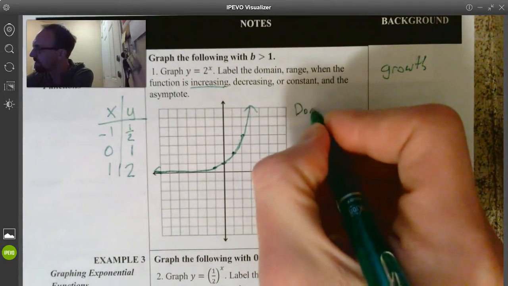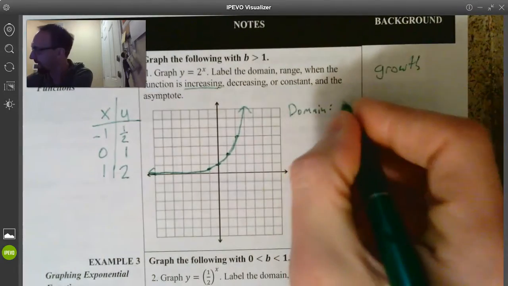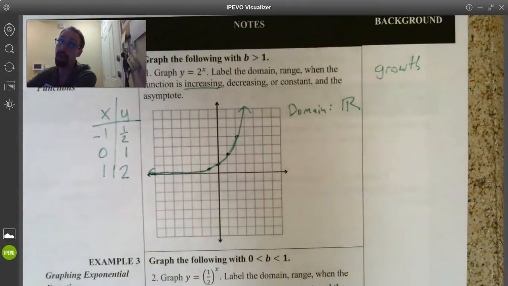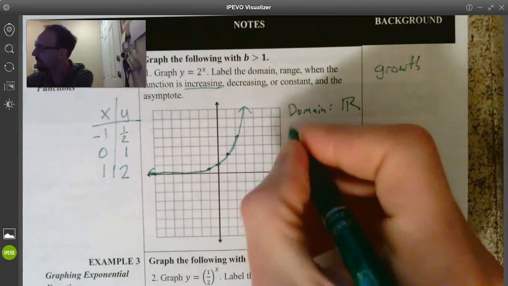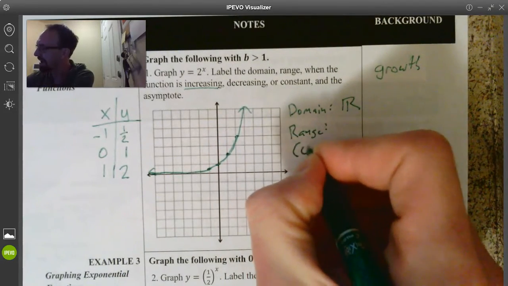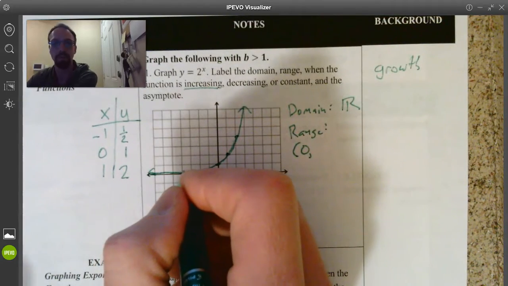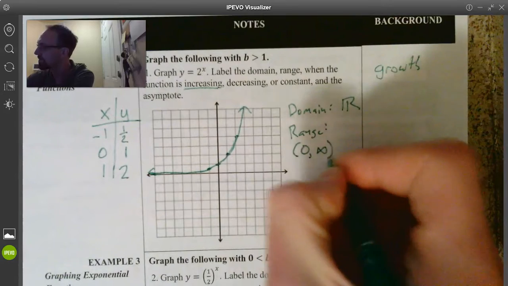My domain for this, I can have any value that I want for my x's. So my domain on this is going to be all real numbers. My range is what's affected. Now, because I didn't have a vertical shift, my range for this is going to be 0 non-inclusive. I will never get to 0. I will get really close to 0. I will almost touch it, but I will never get to 0, to infinity.